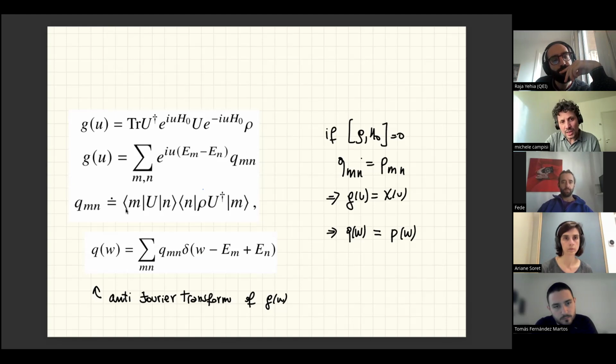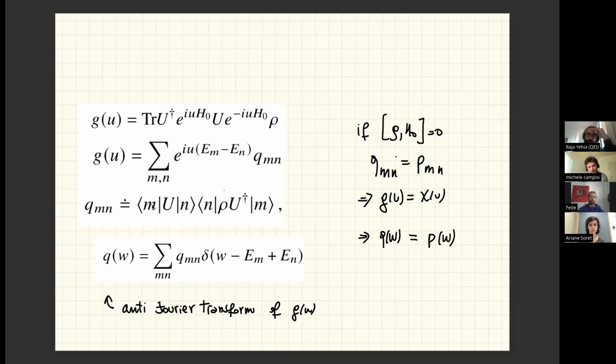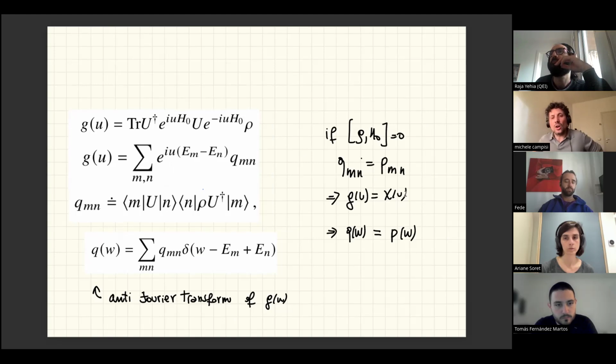So you see, it's not quite exactly the PMN that I've shown you earlier. Only in the case when rho commutes with the Hamiltonian, so that this n here is an eigenstate of rho, then you get out the population of that state, and what remains there would be the transition amplitude. So it's written here on the right. When rho and h0 commute, basically this QMN coincides with PMN, which means this g of u coincides with the work characteristic function. And if you do the inverse Fourier transform, then you get the two-point measurement work probability distribution, P of W, which is what you are after.